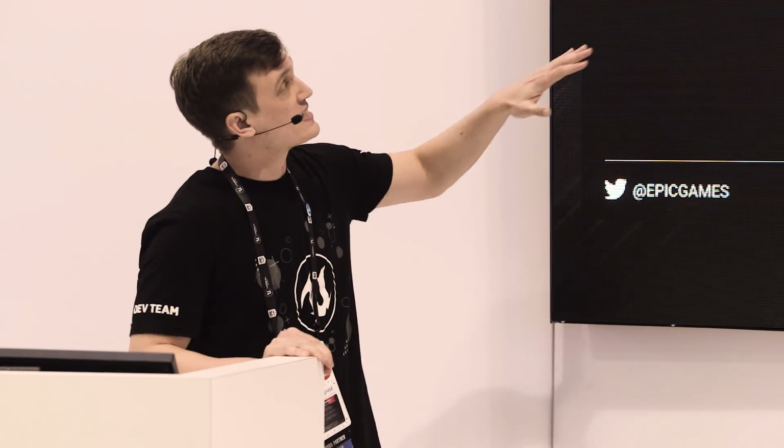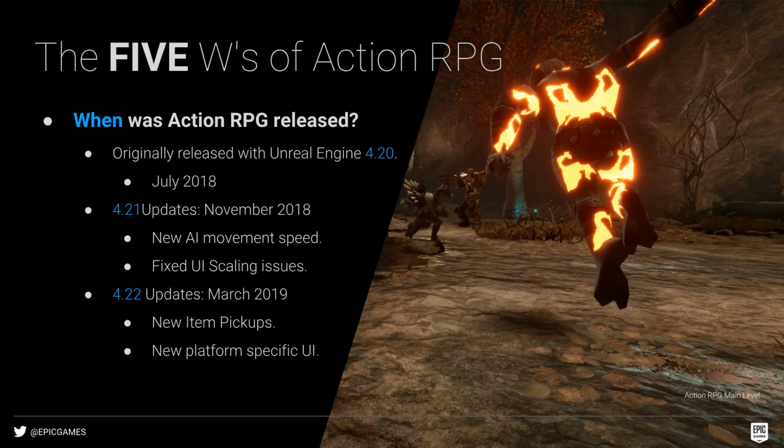When was Action RPG released? It was originally released in July of 2018 with the 4.20 version of UE4, and it's actually since been updated for the 4.21 version of UE4 in November of 2018. Now, we did fix more than just 2 items. These are 2 of the more notable items. We made the AI a little more interactive, made it move at varying rates, so it didn't all look like the exact same animation. We also had some really severe scaling issues for the Pixel XL series and the iPhone X, so we fixed that.